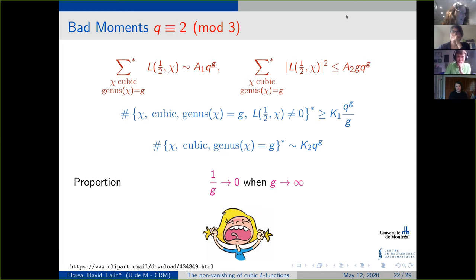Again, let me remind you, G is like a size, like the degree of your conductor, if you want. So this result, like most of the ones I described, and all the ones I described with cubic, again the non-vanishing proportion goes to 0.